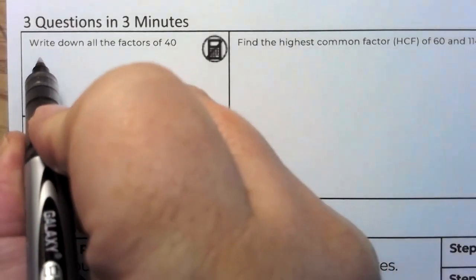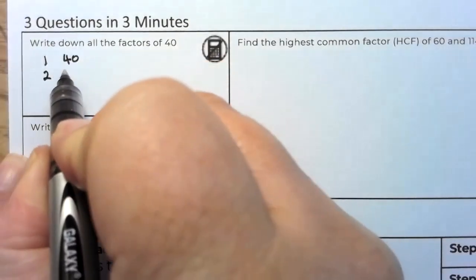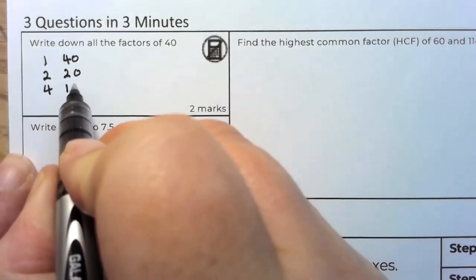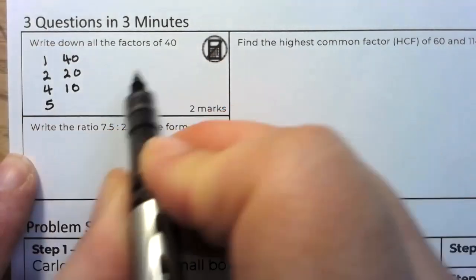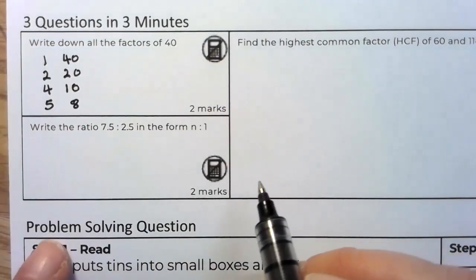All the factors of 40, I always start with a 1. And then I count down. 3 is not a factor, but 5 is a factor. These are all the factors of 40.